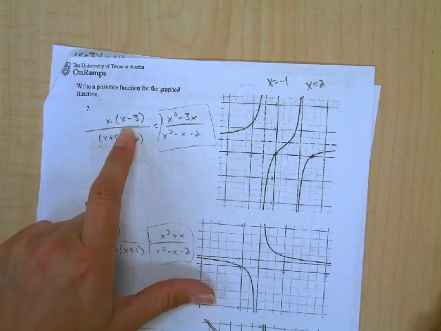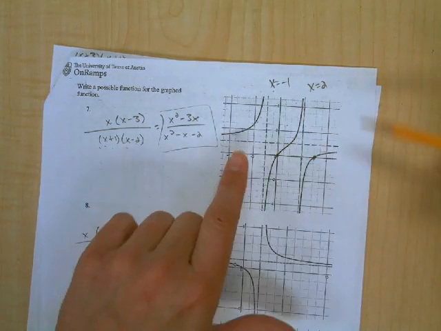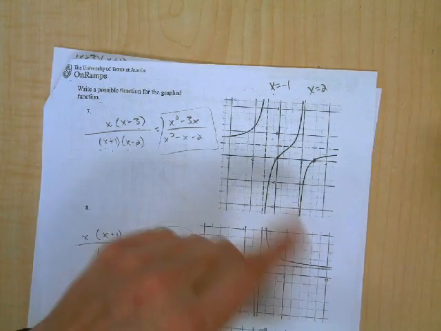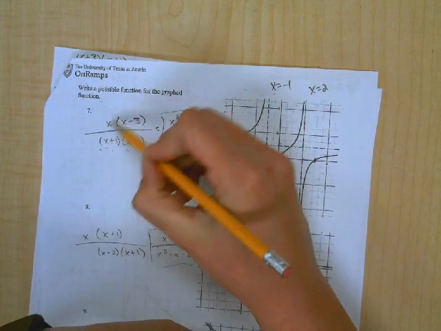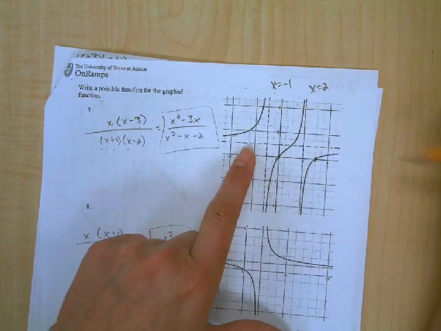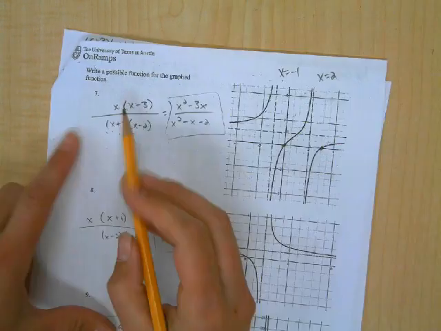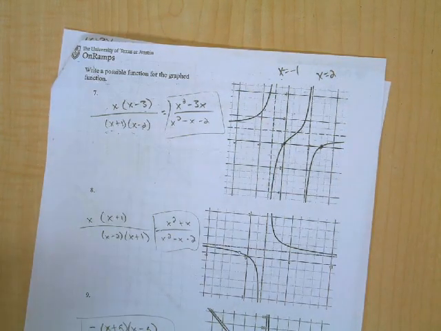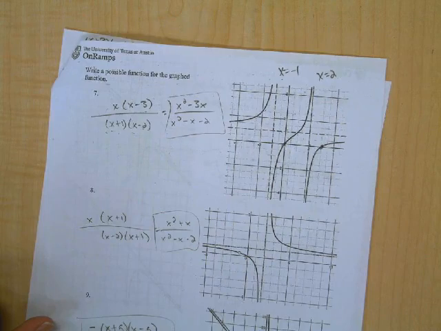Okay, this one has a horizontal asymptote at 1. It's horizontal and it's not at 0, which means it has to have the same degree top and bottom, and the ratio has to equal 1. So when you look here, I've got an x squared and an x squared. 1 divided by 1 would make 1. That's it. And none of them hit at 0.